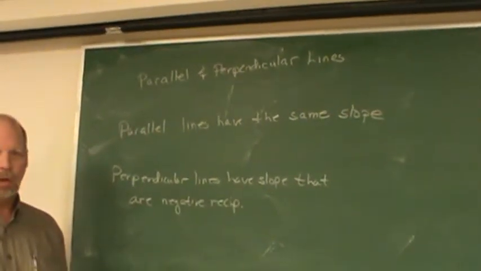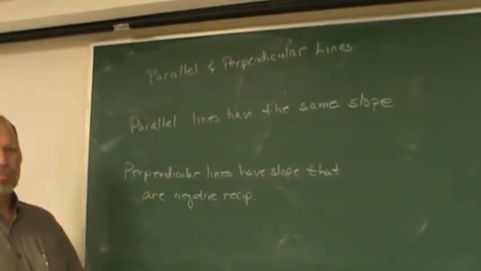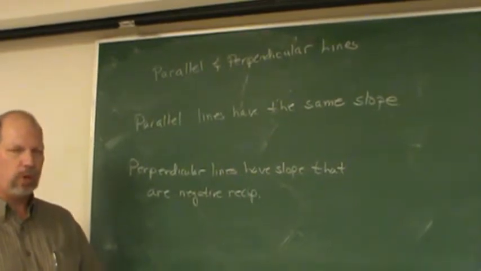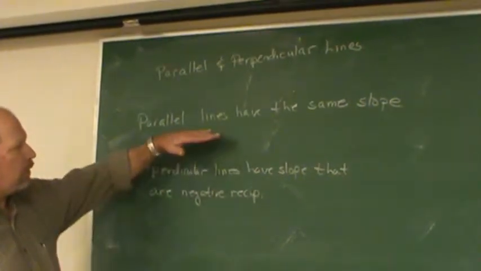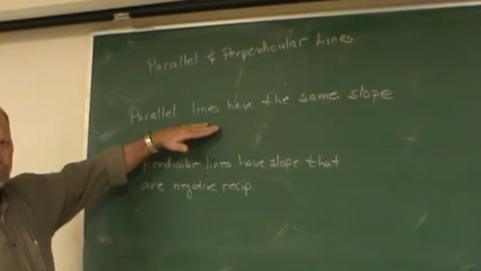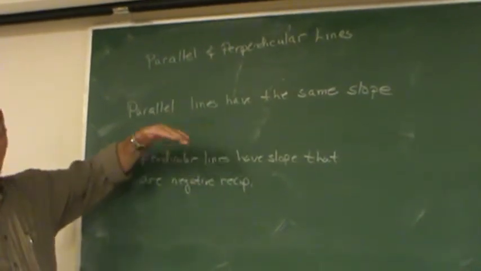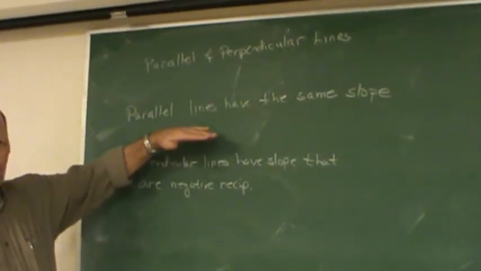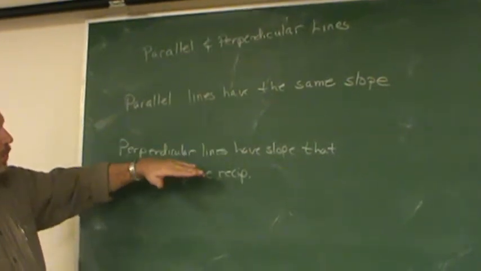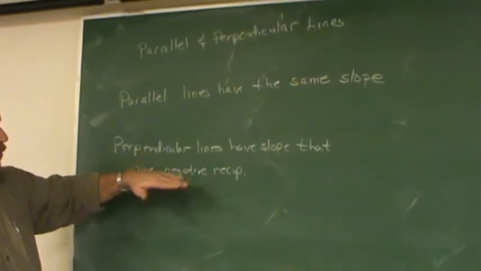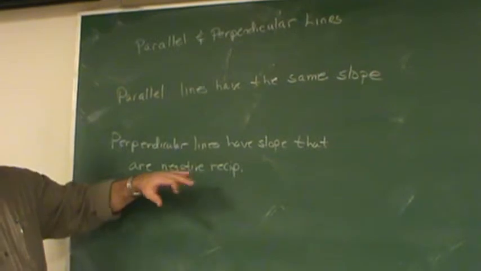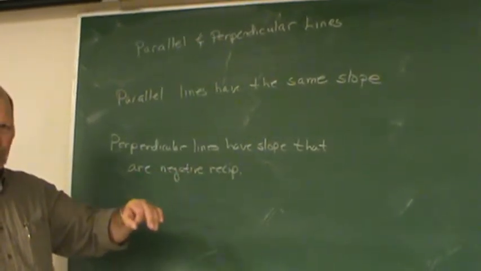Parallel and perpendicular lines. Because the slope controls the tilt of the line, it should make sense to you that parallel lines are going to have the exact same slope. Remember, anytime you're asked for the equation of a line, the first thing on your mind ought to be: what's the slope? Perpendicular lines are going to have slopes that are negative reciprocals of each other. In other words, their product is going to be -1.